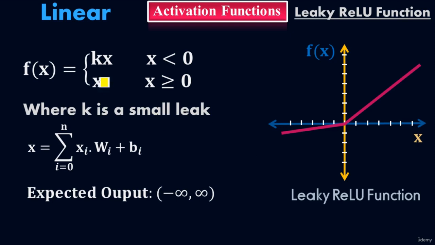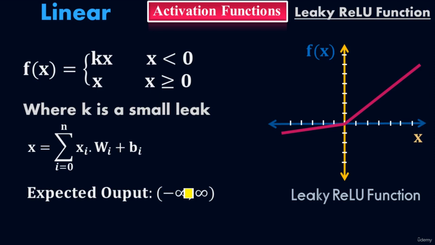Look, these are the inputs that we pass to the neural network model. If it is a positive value, it will return exactly the same value. But if it is negative, it may return a negative value in the output with a small leakage, because we have a small leakage. Therefore, we put kx. So we can say that the expected output will be between negative infinity and positive infinity. But don't forget, negative infinity and positive infinity are not included. These are not numbers. Infinity is not a number. Between negative infinity and positive infinity, it can be any number.